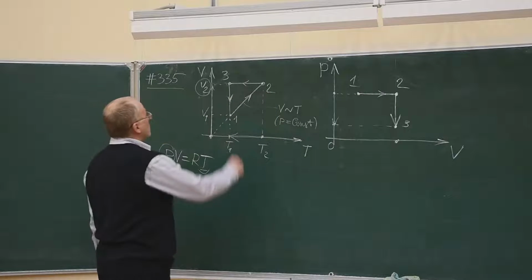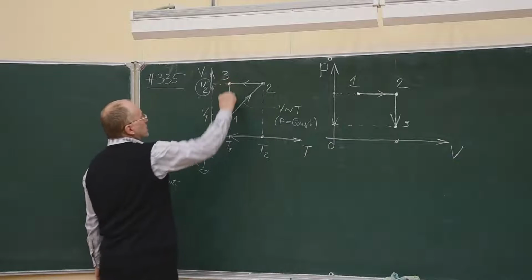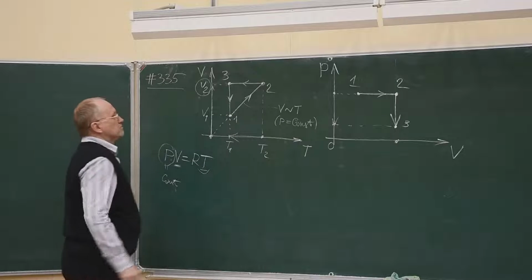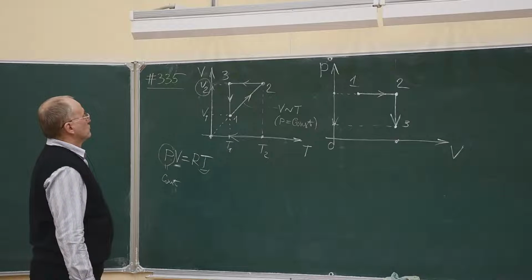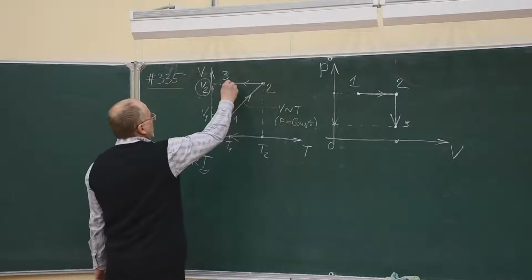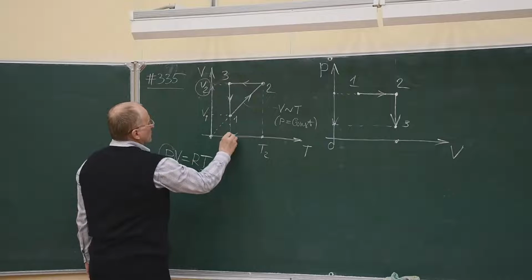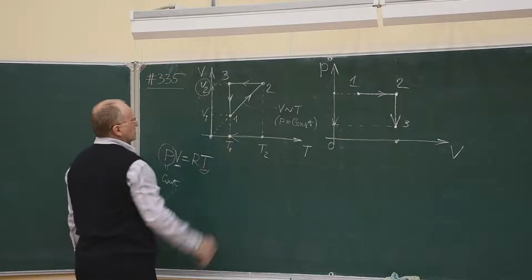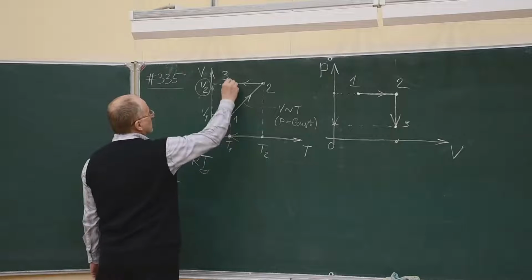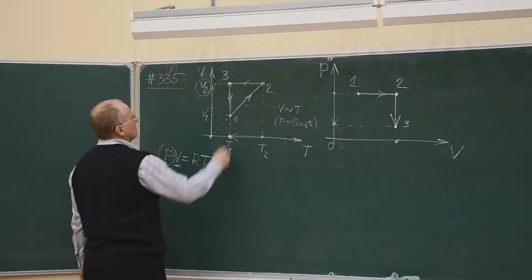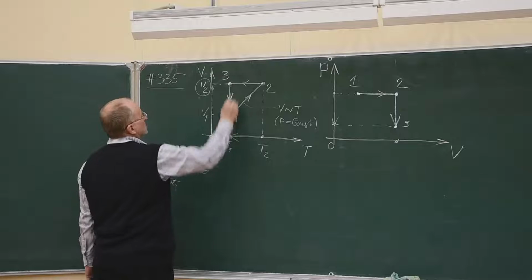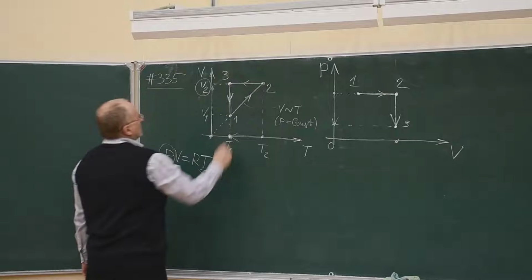And the last process here is from point 3 to point 1, which is an isothermal process, which goes under constant temperature. Temperature does not change here. Temperature is constant, T1. So this is an isothermal process, and the volume is diminished.